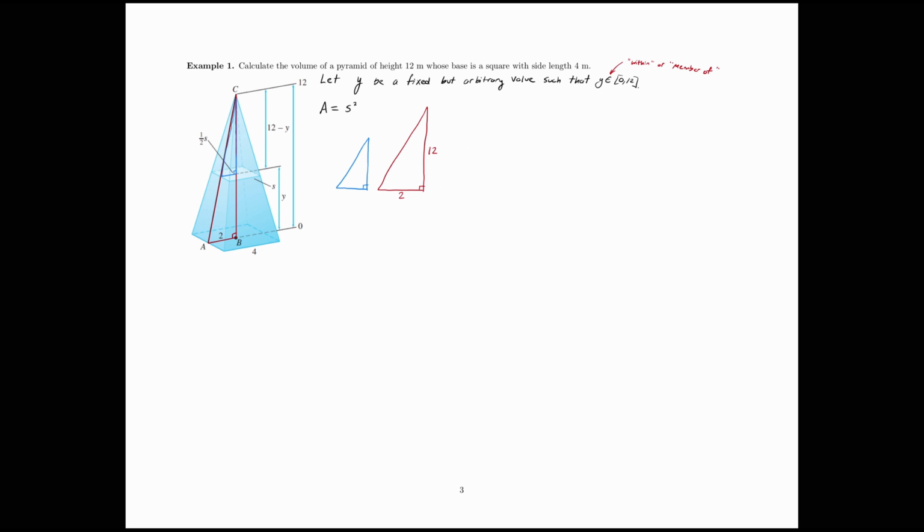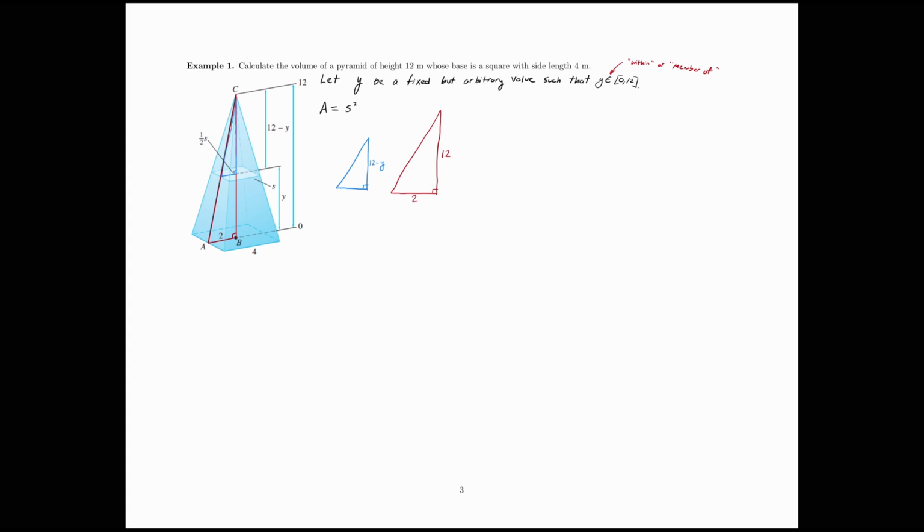For the blue triangle, this smaller triangle right here, its height is this distance, and that's given to us. This is 12 minus y. So these distances are not always, or actually will rarely, if ever, be given to you. You have to come up with them on your own.